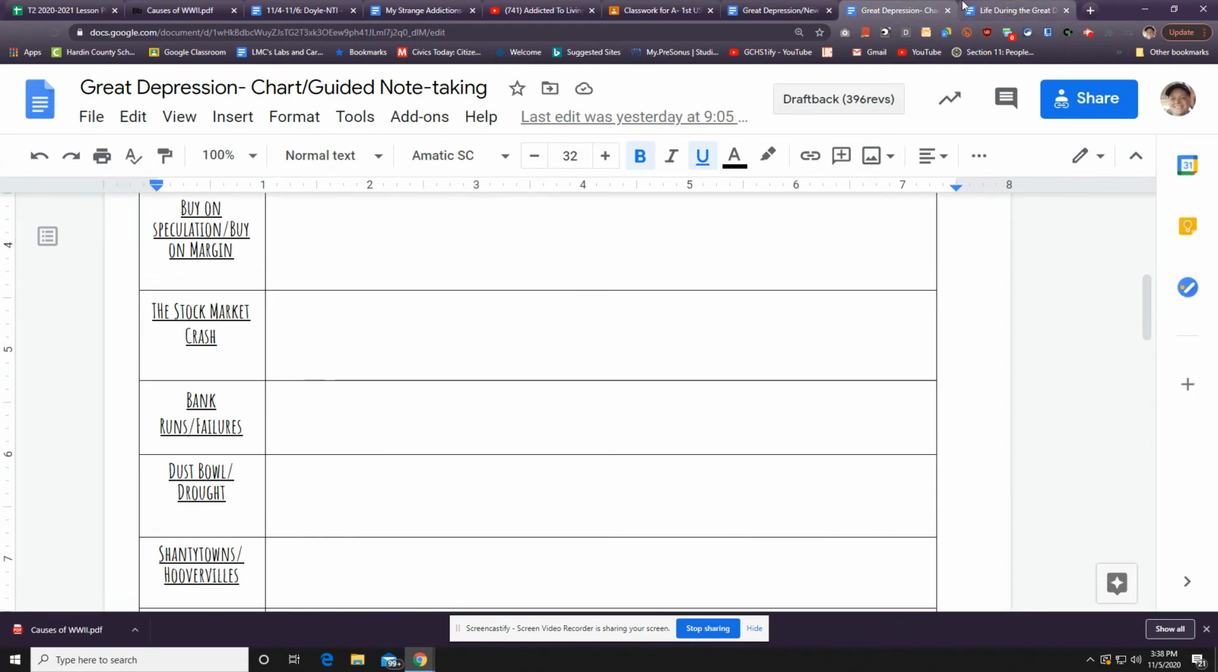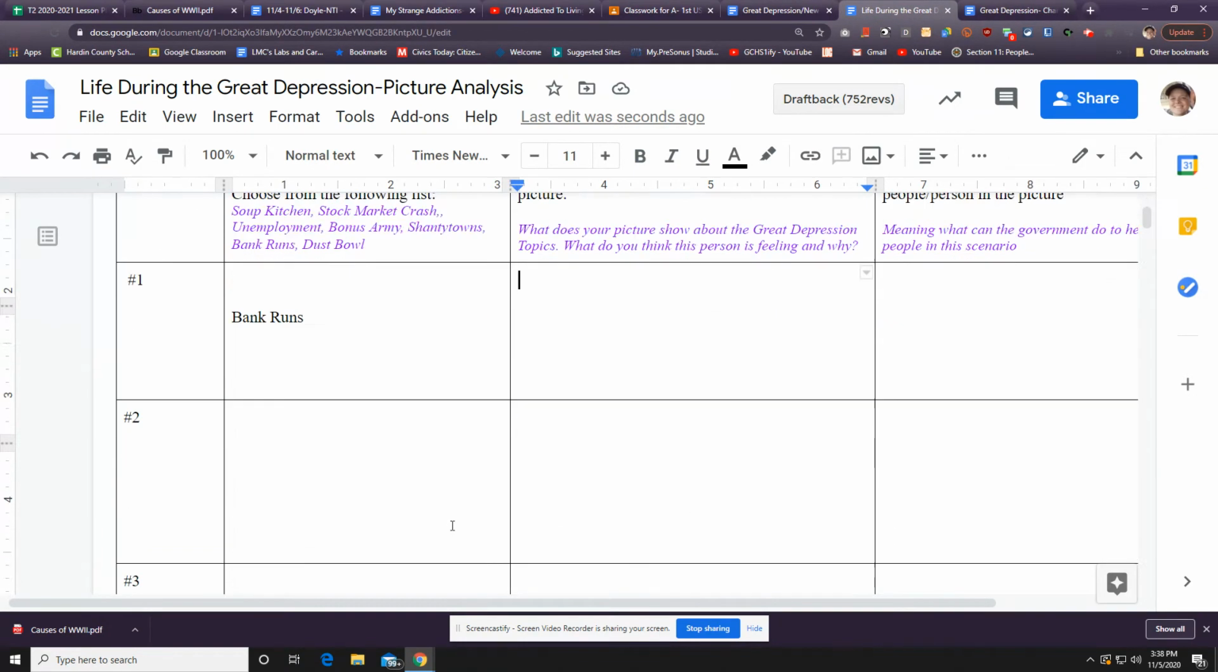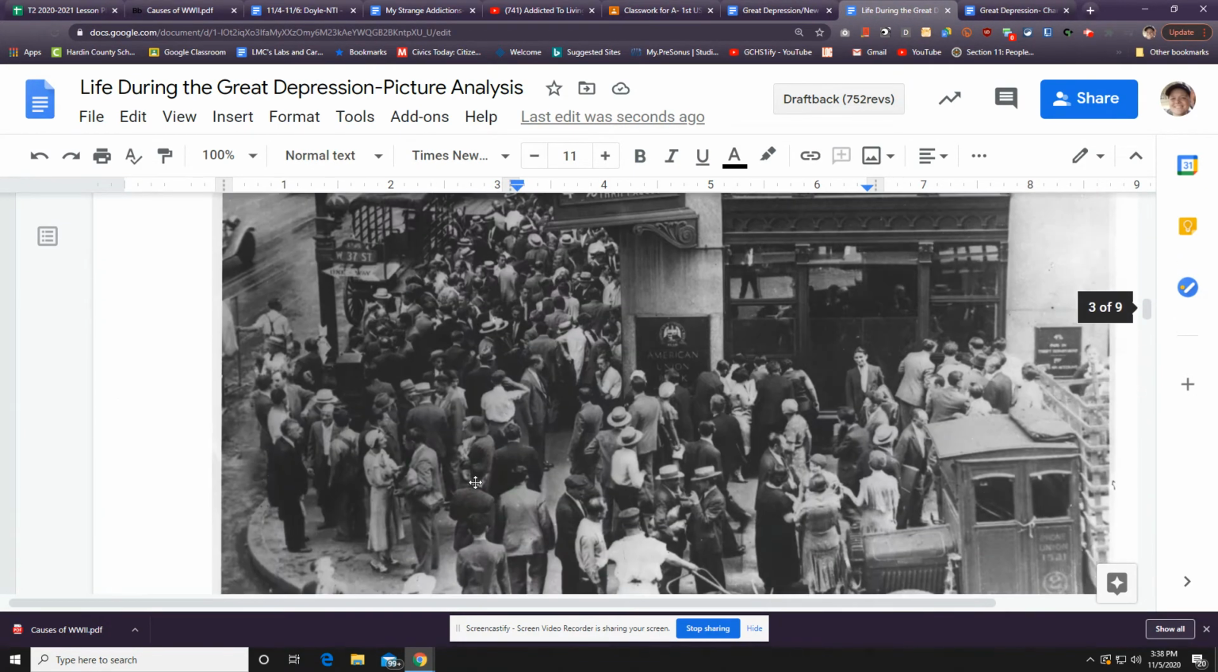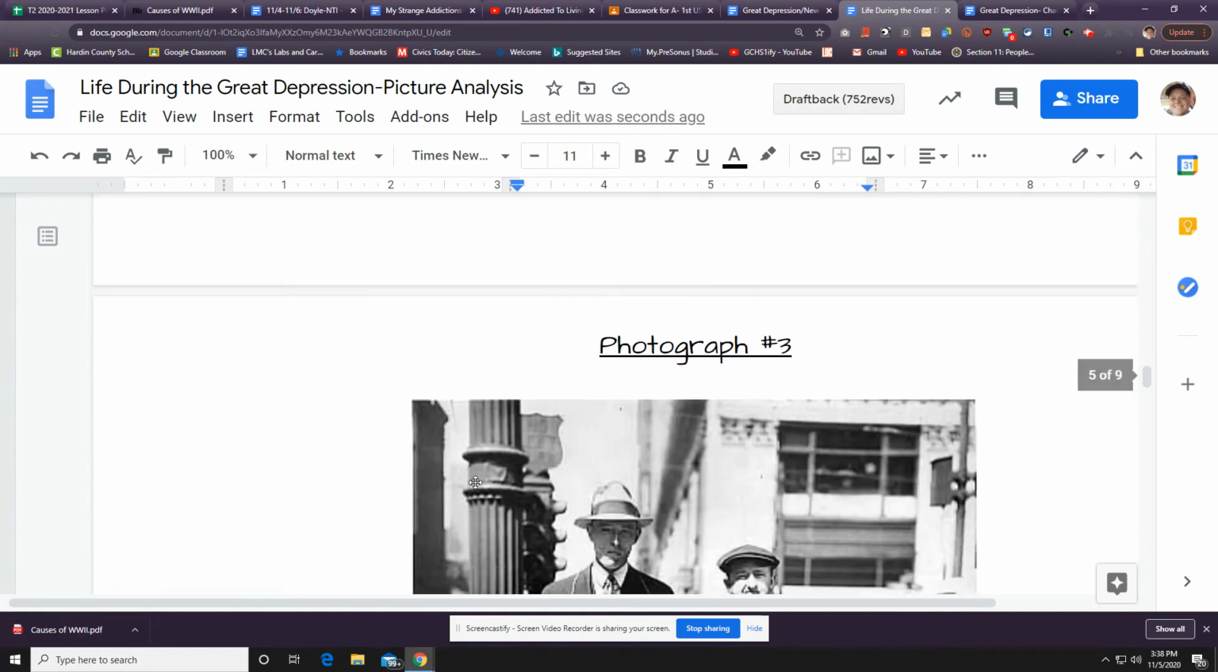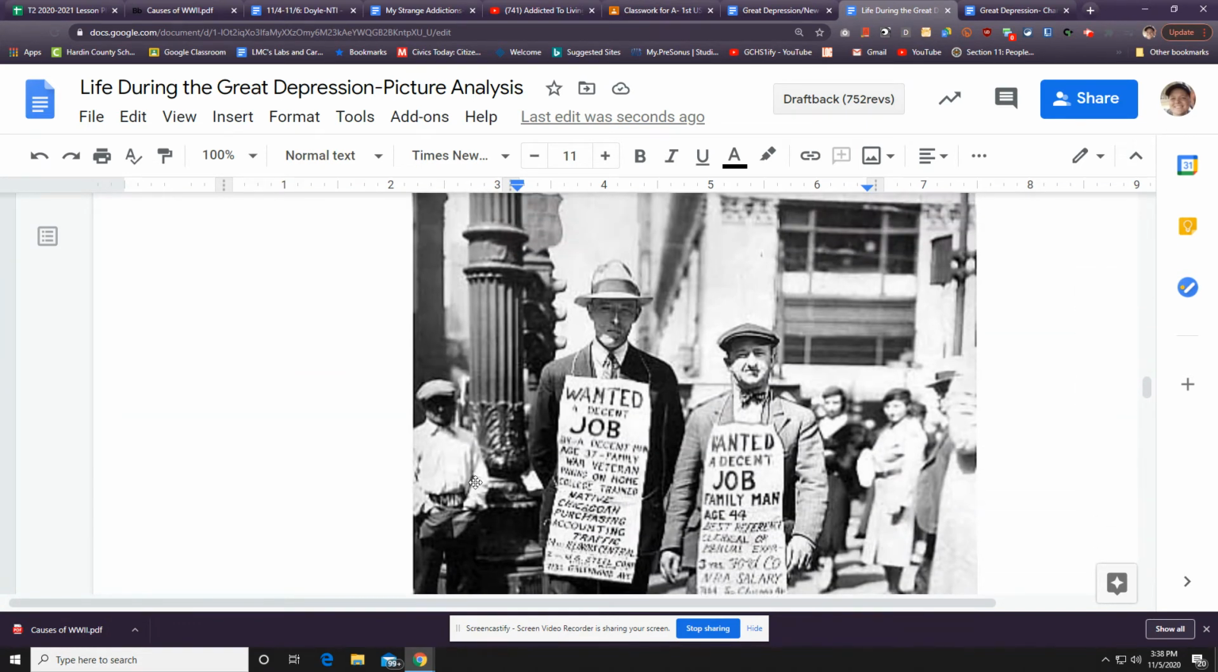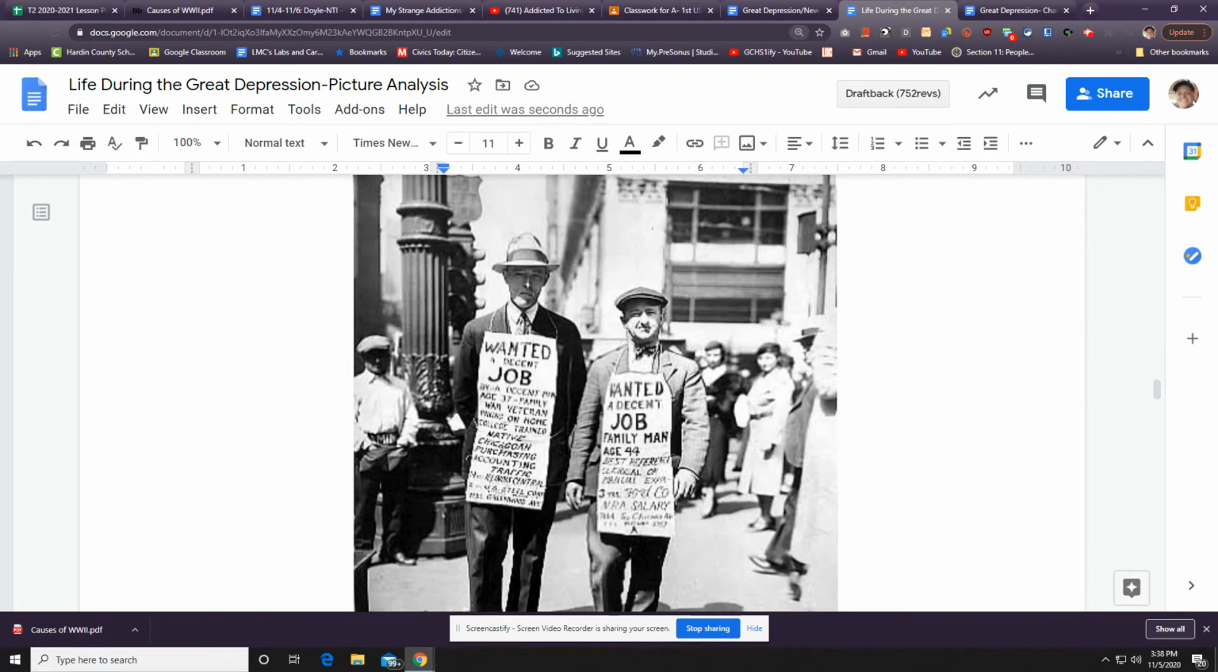Another example. Let's go back over to the assignment you're doing. I'm going to scroll down to photograph number 2, or let's go to number 3. And I'm going to zoom out so you can see the full picture. I see 2 men, and what they're wearing is almost like a resume. They're walking the streets and they're saying wanted, a decent job. I'm a decent man, age 37. I'm a war veteran. It's almost like they're wearing their resume so they can find a job.